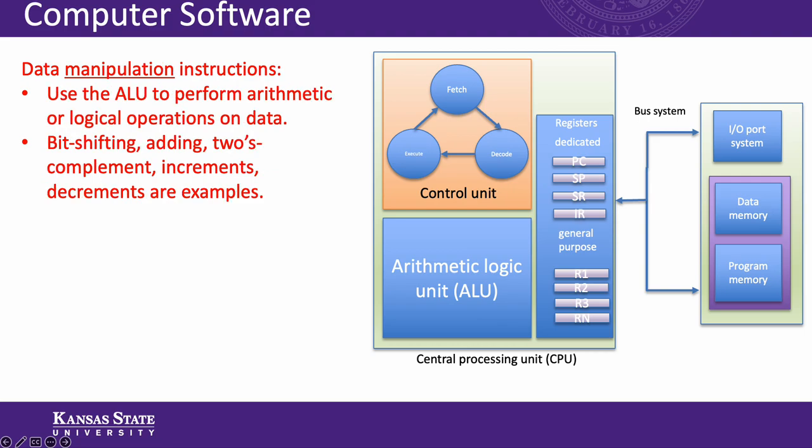A second type of instruction is data manipulation instruction. With data manipulation, data are processed by the ALU. We could shift bits within a bit string. We can add two bits together. We could perform a 2's complement, or we could increment or decrement a binary string.